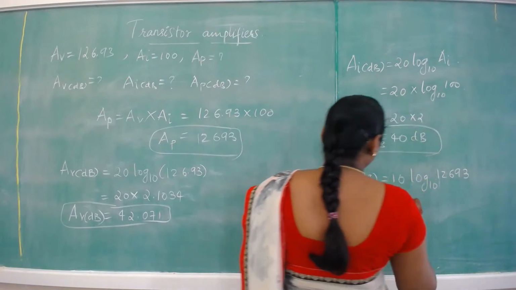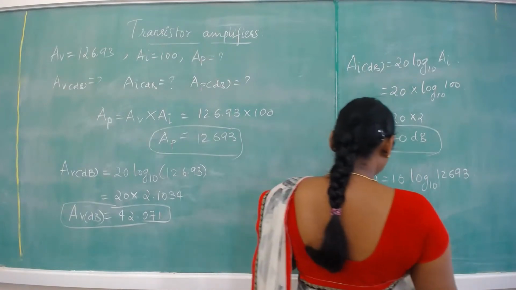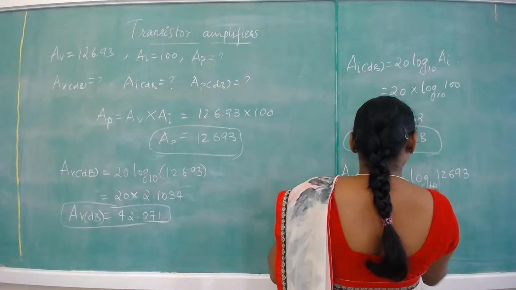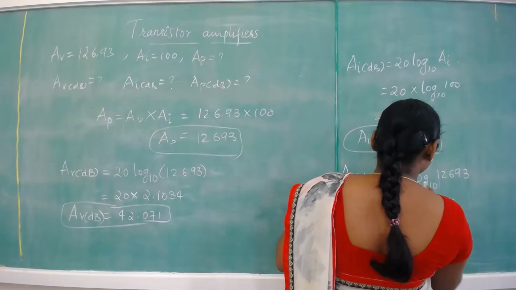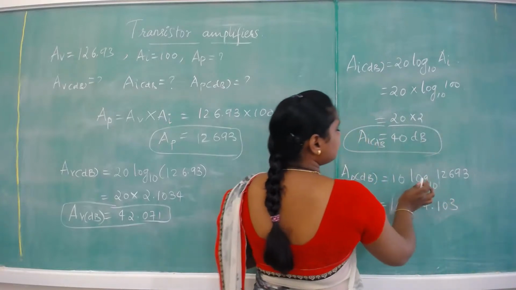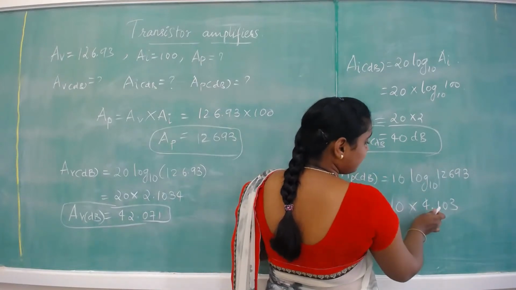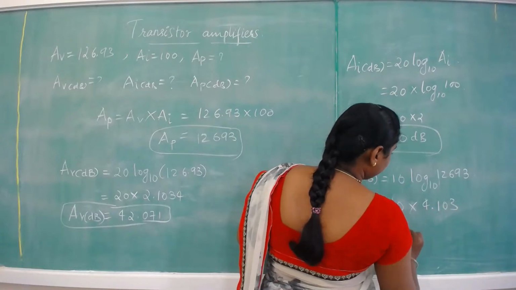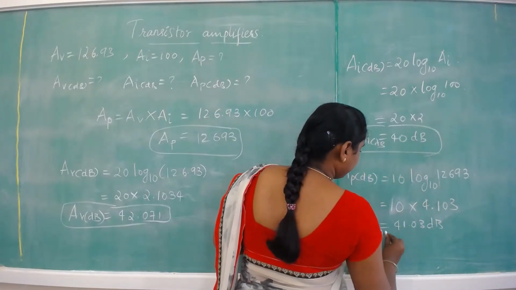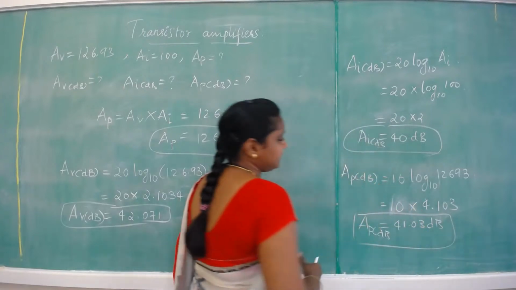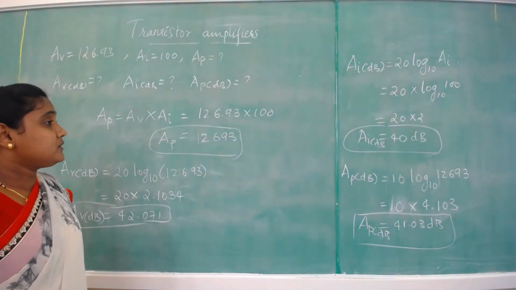Now 10 log to the base 10 of this, 12693. So log of 12693 into 10 is going to give you what? Log of 12693 is 4.103. So that is going to give you 41.03 dB. This is the value for power gain in terms of dB. Okay. So this is just the representation of gain in terms of dB.